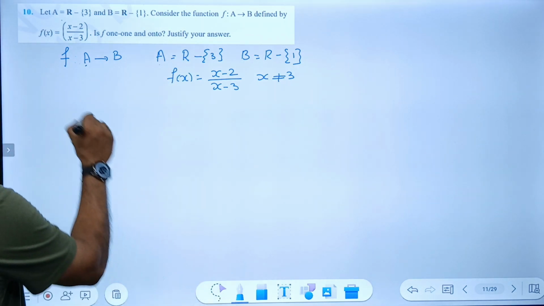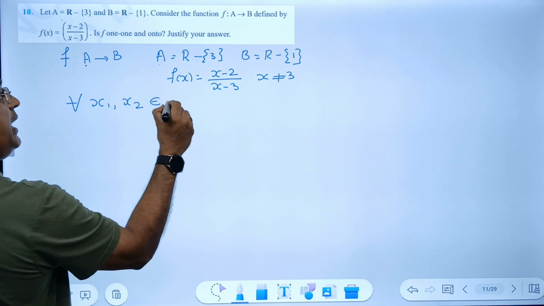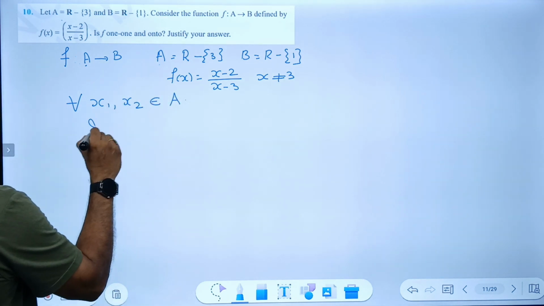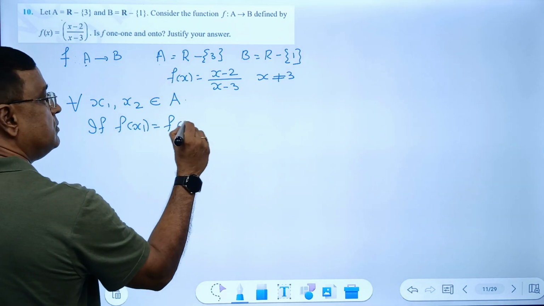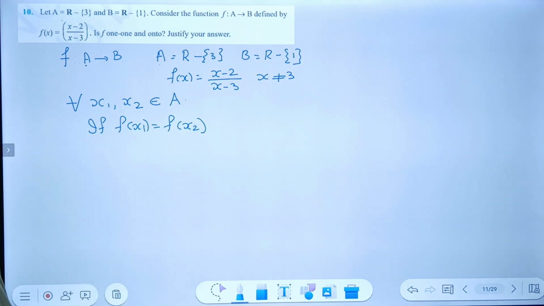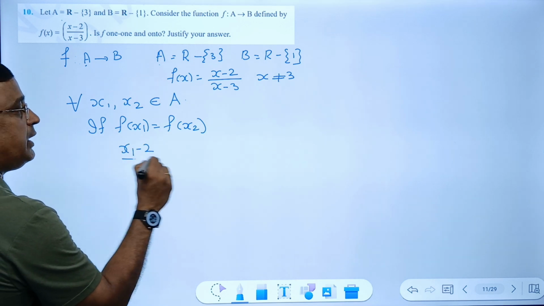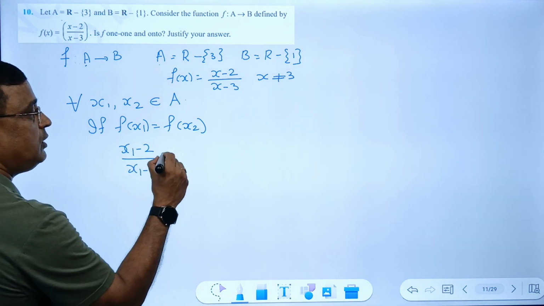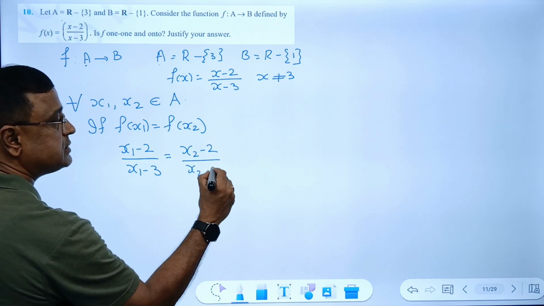Okay. Now for every x1, x2 belonging to A, if f of x1 equal to f of x2, what is f of x1? (x1 minus 2) by (x1 minus 3). What is f of x2? (x2 minus 2) by (x2 minus 3).